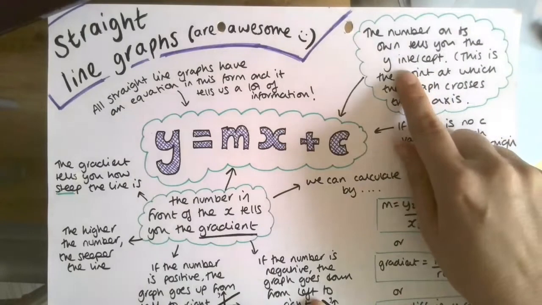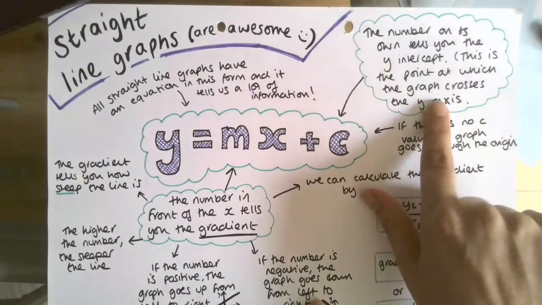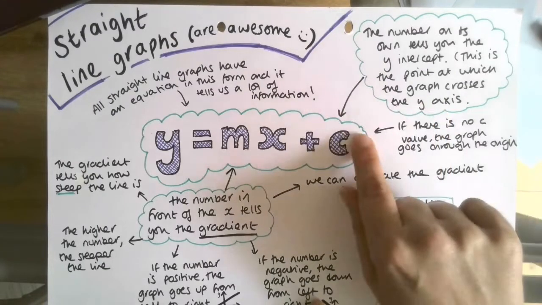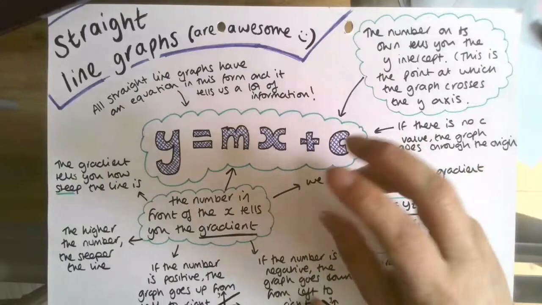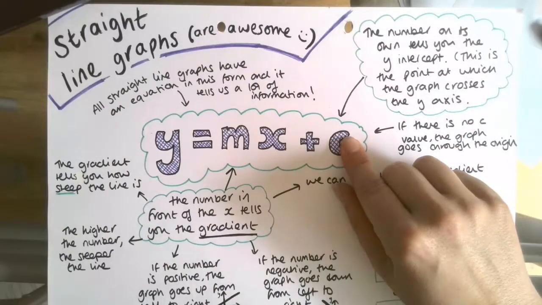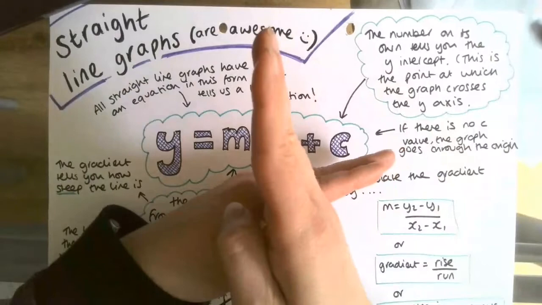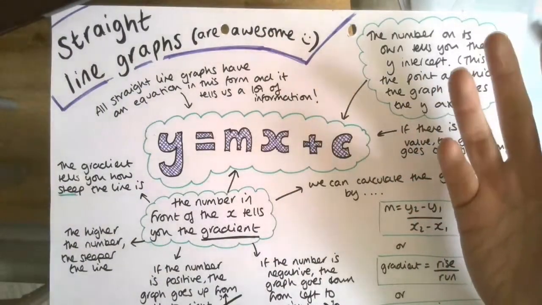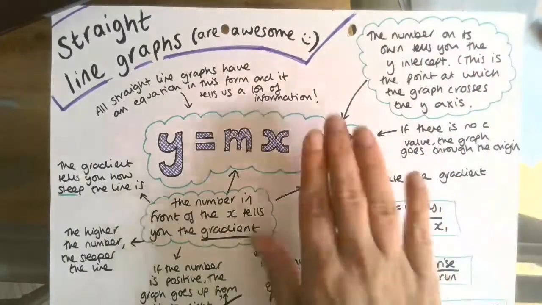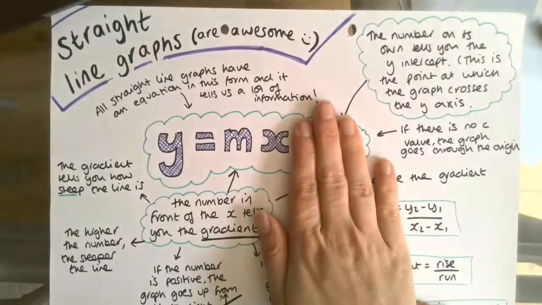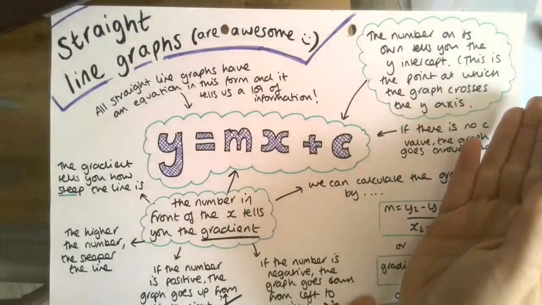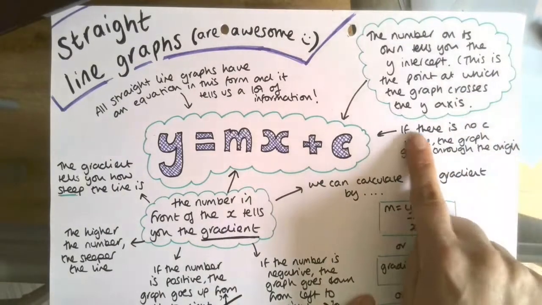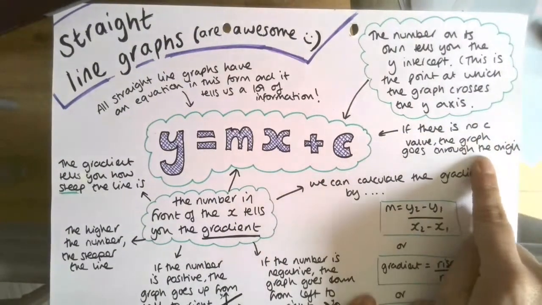So the number on its own tells you the y-intercept, and the y-intercept is just the point at which the graph crosses the y-axis. Now, not all graphs will have a value there, because if your graph crosses through the origin, which is just the point 0, 0, then the y-intercept, the point that it crosses the y-axis, is 0. So it's just going to be in that form, y equals mx. Now technically it's still in the form y equals mx plus c, it just happens that c is 0. Okay, so if there's no c value, your graph goes through the origin.